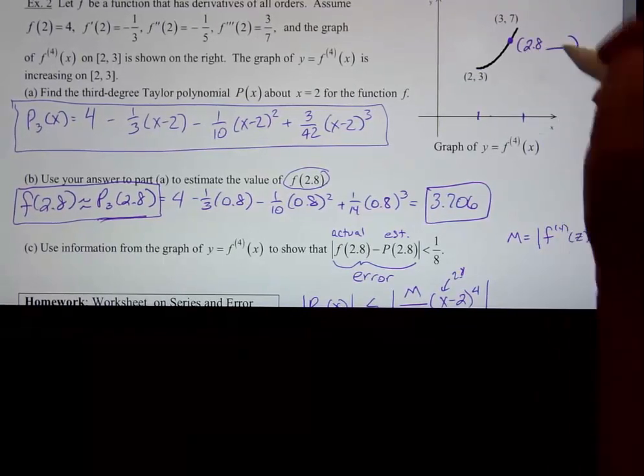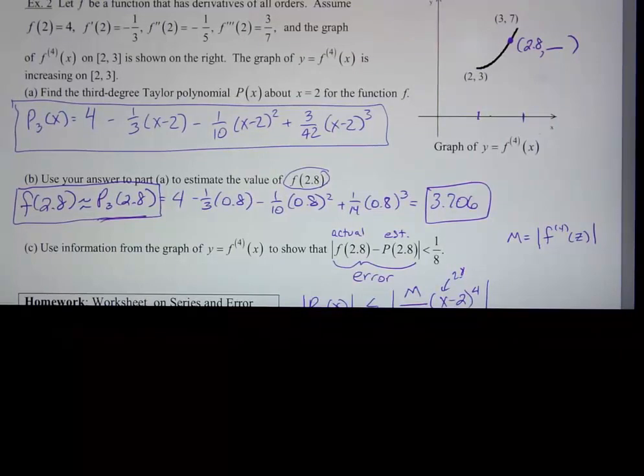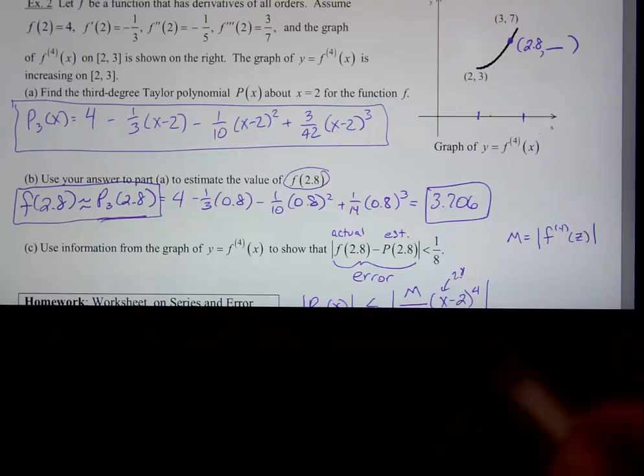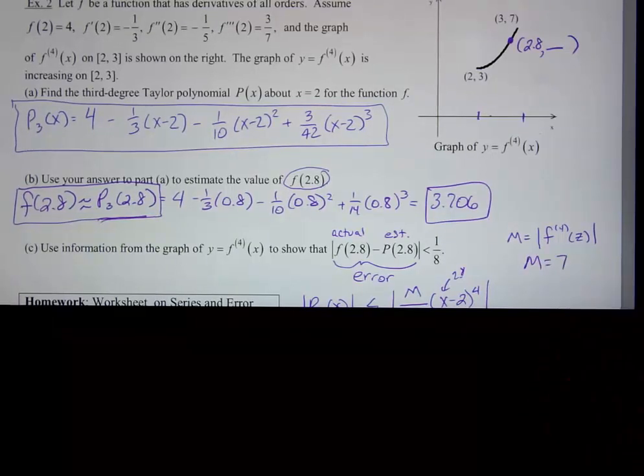Okay. Do I know the 4th derivative at 2.8? No. But I know that it is no bigger than what? The y value is no bigger than what? 7. That's my magic max, is 7. So Z isn't 7. M is 7. M is the y value that it can be no bigger than. The fact that it says it's increasing tells you for sure that that 7 is the highest y value on the interval. So 7 is my magic max.